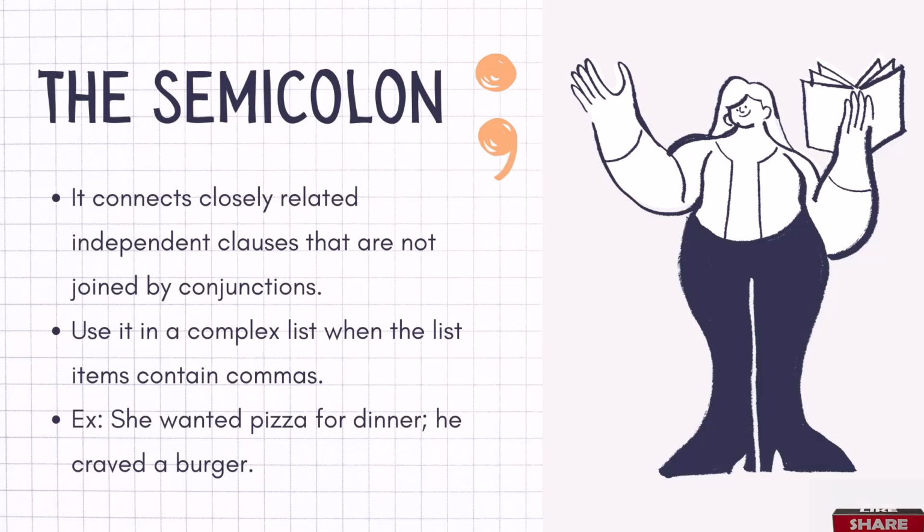The semicolon. It connects closely related independent clauses that are not joined by conjunctions. Use it in complex lists when the list items contain commas. Example: She wanted pizza for dinner; he craved a burger.